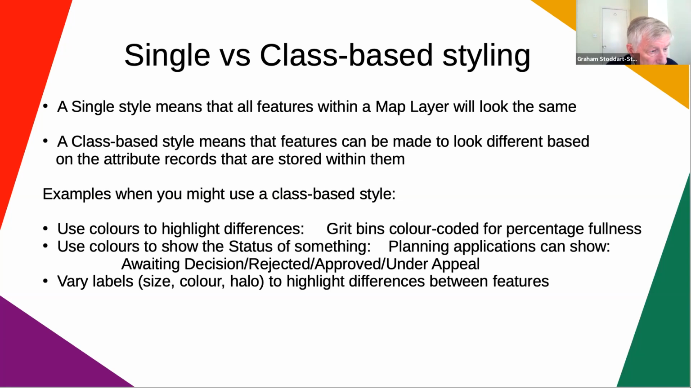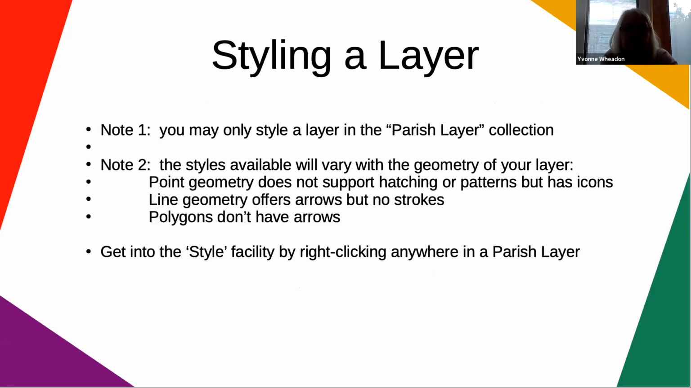As an example of when you might use a class-based style, you can color code the grit bins for how full they might be. You can use colors to show the status of something. In planning applications, we have four statuses, and you can use those to change the color or whatever. And you can vary labels all over the place, which we'll again specialize in today, just so that you can see the differences. So let's start with the basics.